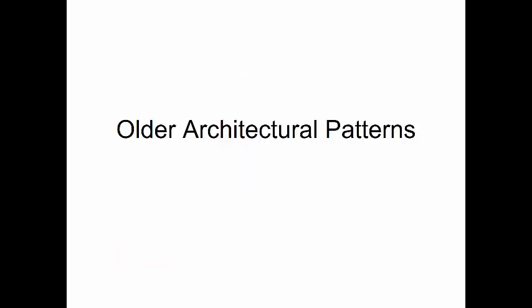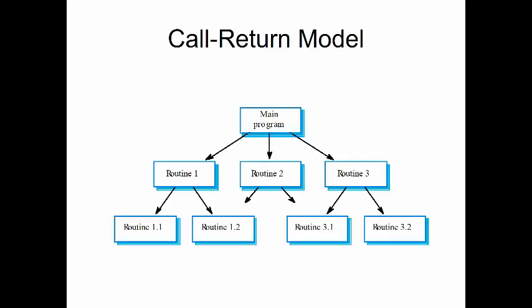So older architectural patterns, these are some captures from older editions of Sommerville. I've left them in here since they may be of interest to you. And there's still something to be learned from these older patterns. So this one is a call return model. You'll recognize this from CS 150 and 151. You have your main program, you have your different subroutines or functions that can call other functions, and eventually pass that data back to the main program after they return.